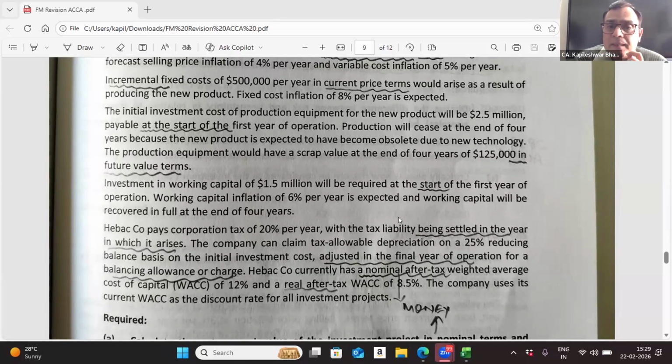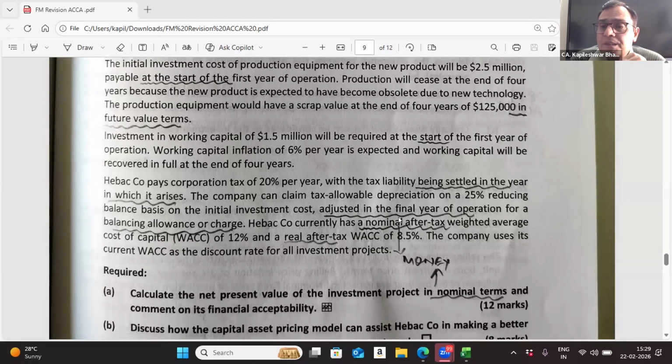Then he says ABAC pays tax at the rate of 20% with the tax liability settled in the year in which it arises. That means tax is not in arrears. The tax is paid in the year in which we are supposed to pay. The company can claim a tax allowable depreciation of 25% WDV on the initial investment cost, adjusted in the final year of operation as a balancing allowance or a balancing charge.